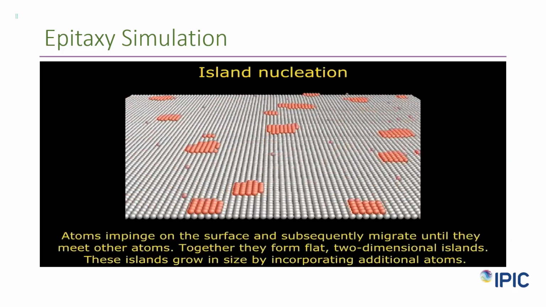rather than a sheet or a layer forming, it goes into a kind of 3D mode. So the atoms impinge on top of the layer which has grown rather than on the substrate. The white atoms which you are seeing are the foundation, the substrate, and the red atoms are the film which is growing on top of it.